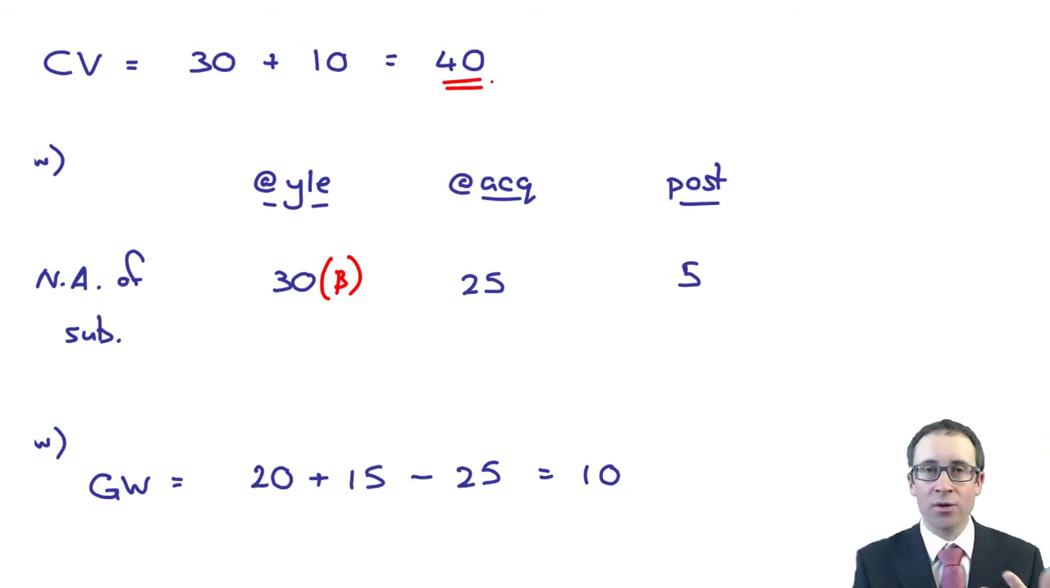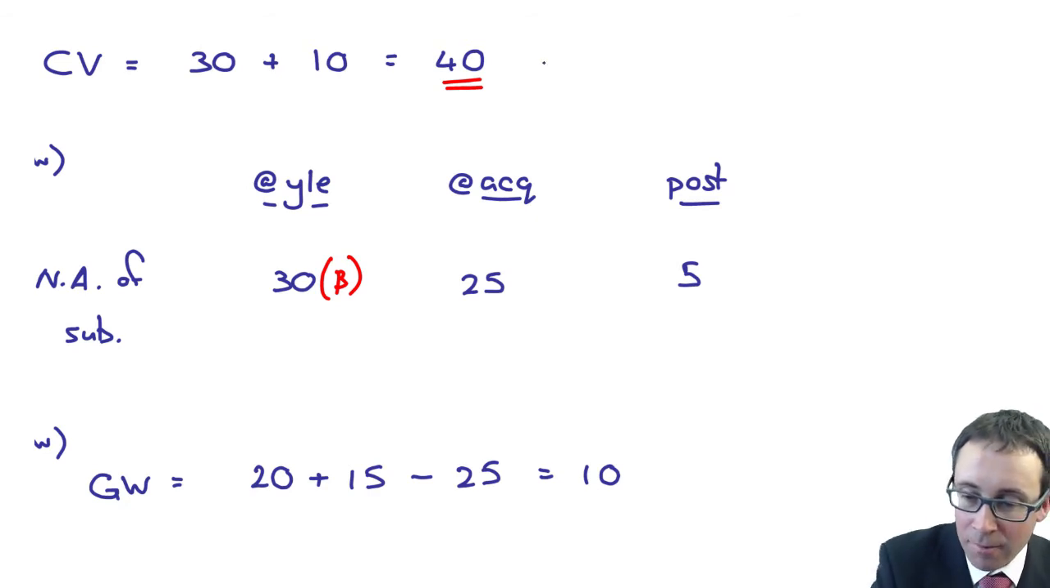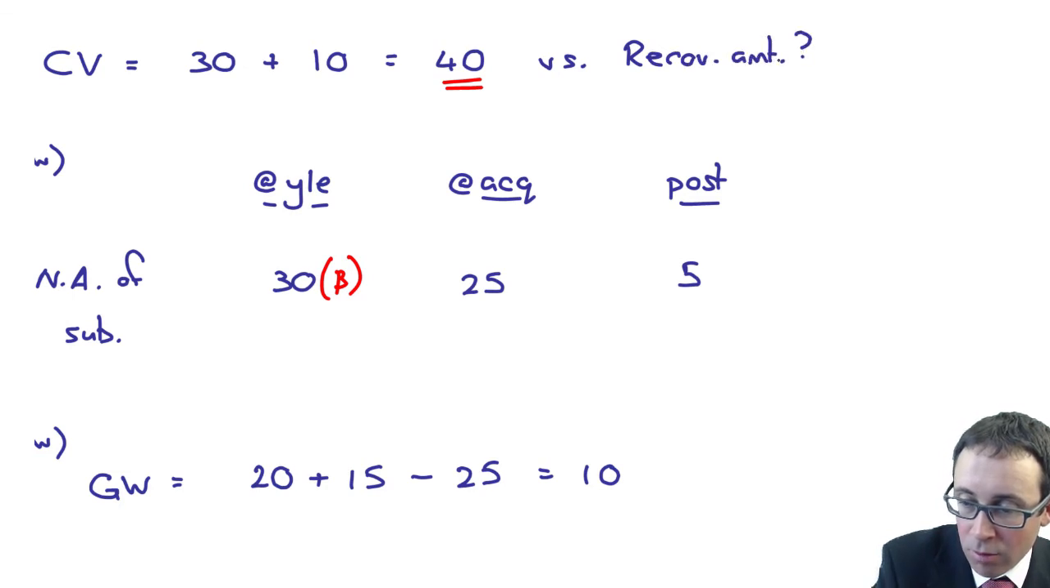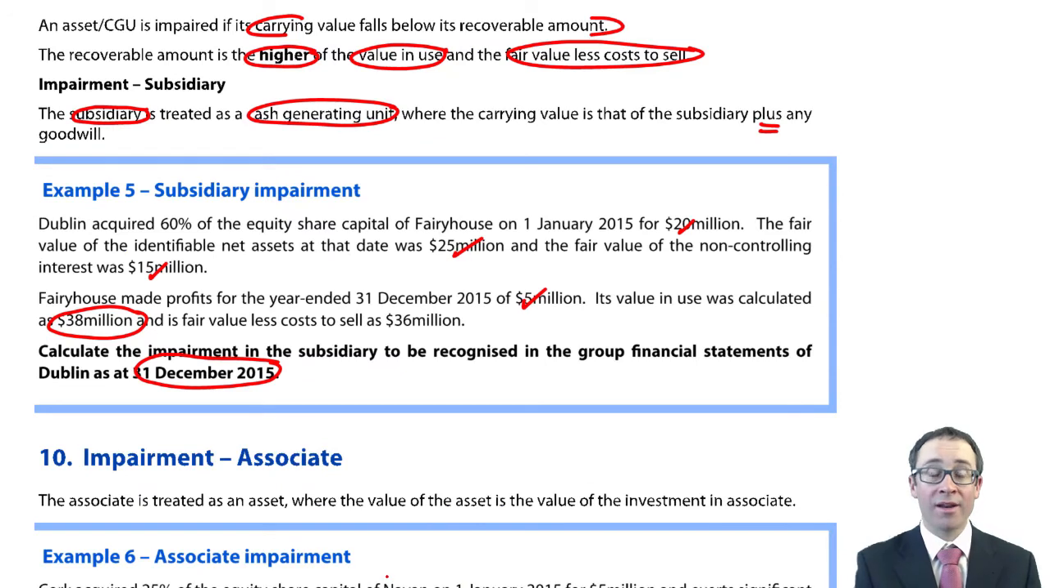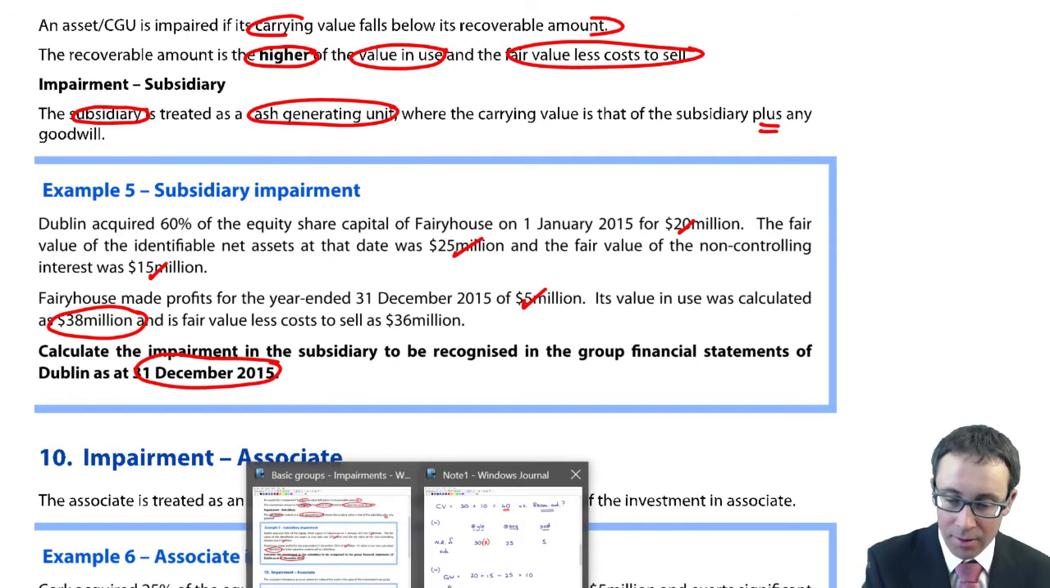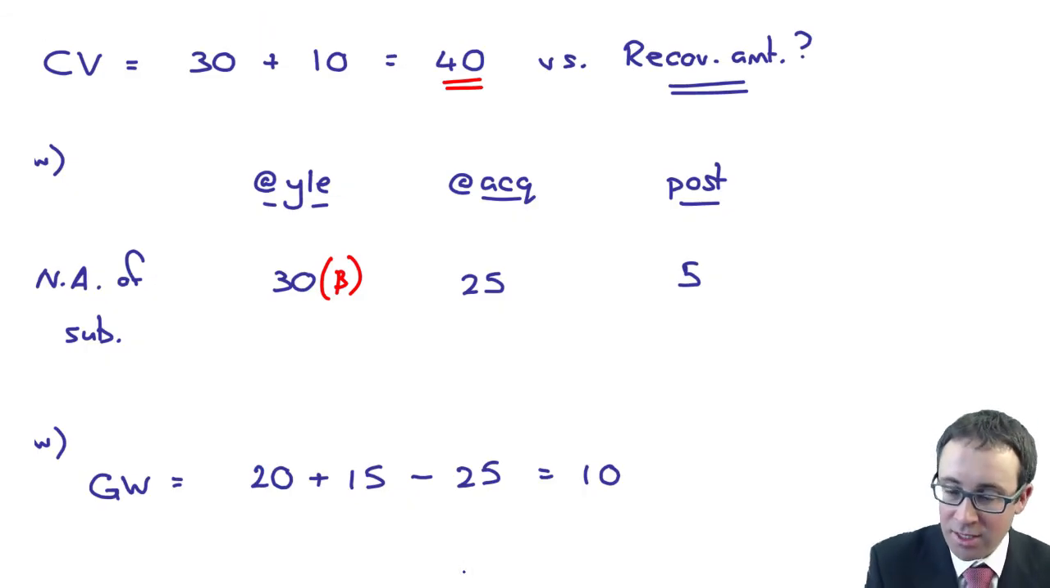Okay. So that's your cash generating unit. The smallest group of assets that generate your profits and your revenues independently of everything else. So you've got a carrying value of 40, which we then need to compare, don't we, to the recoverable amount. What is the recoverable amount? Well, the recoverable amount is the higher of the value in use and the fair value less cost to sell. Well, we determined that there as 38, haven't we? So the recoverable amount is 38.